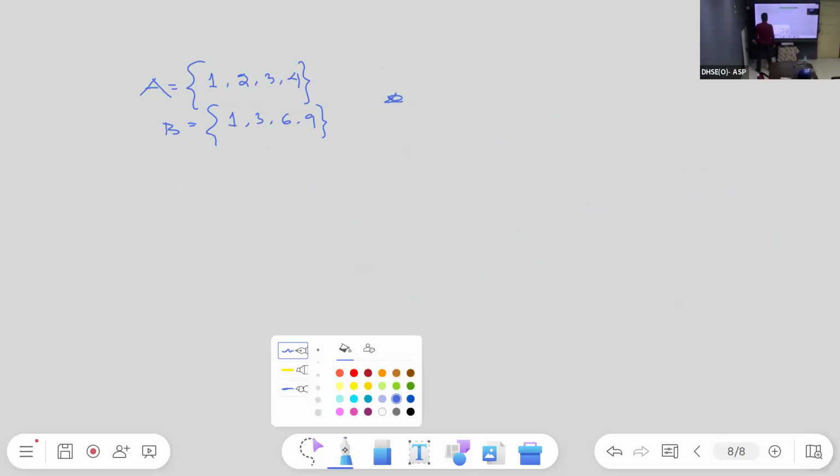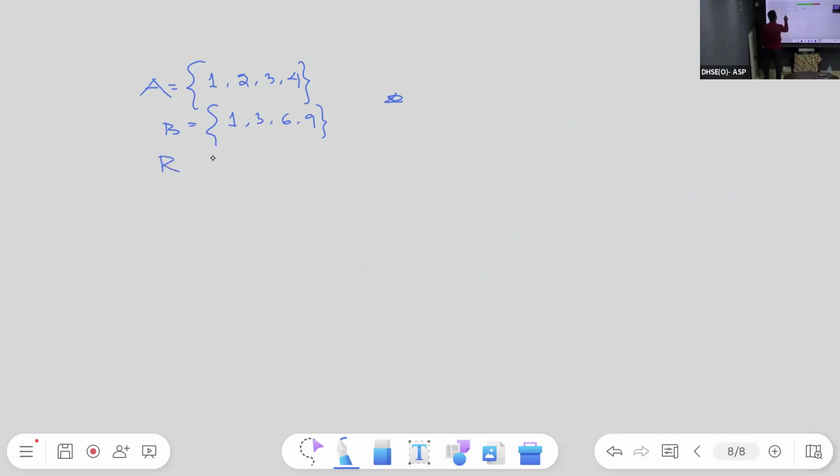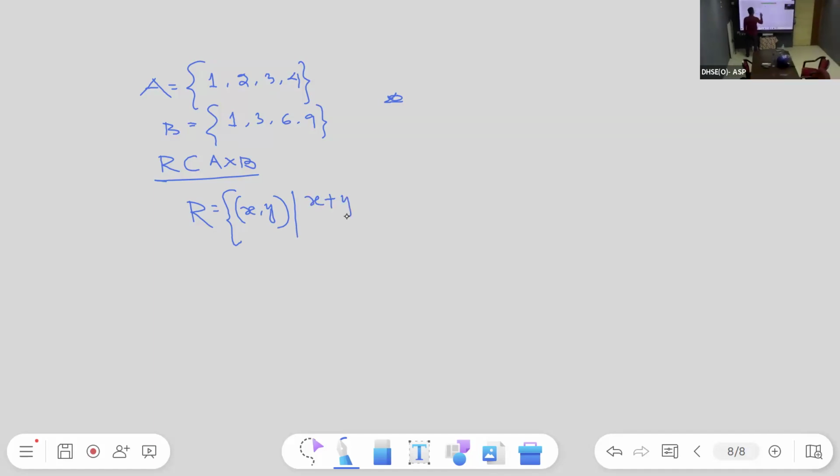So come to the question. Let A be the set {1, 2, 3, 4}, B be the set {1, 3, 6, 9}. R is a subset of A × B, that means R is a relation from A to B, defined as: R is the set of all (x, y) ordered pairs such that x plus y is divisible by 5.